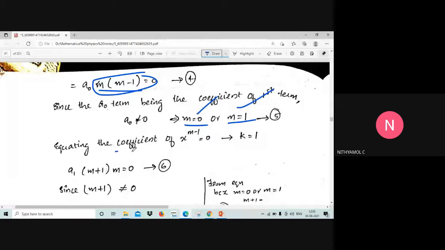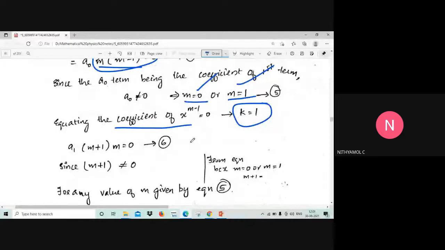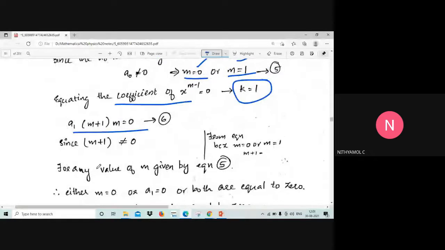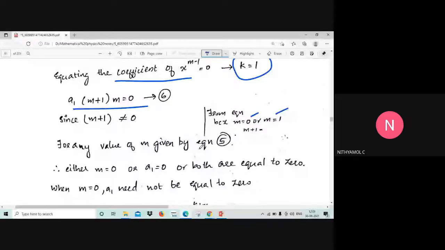The next step is equating the coefficient of x to the power m minus 1, when we put k is equal to 1. Then we can equate the coefficient of x to the power m minus 1. Since m plus 1 is not equal to 0, because from the equation we know that m is equal to 1, therefore m is not equal to 0. For any value of m given, either m plus 1 or a1 is equal to 0, or both are equal to 0. When m is equal to 0, a1 need not be equal to 0.